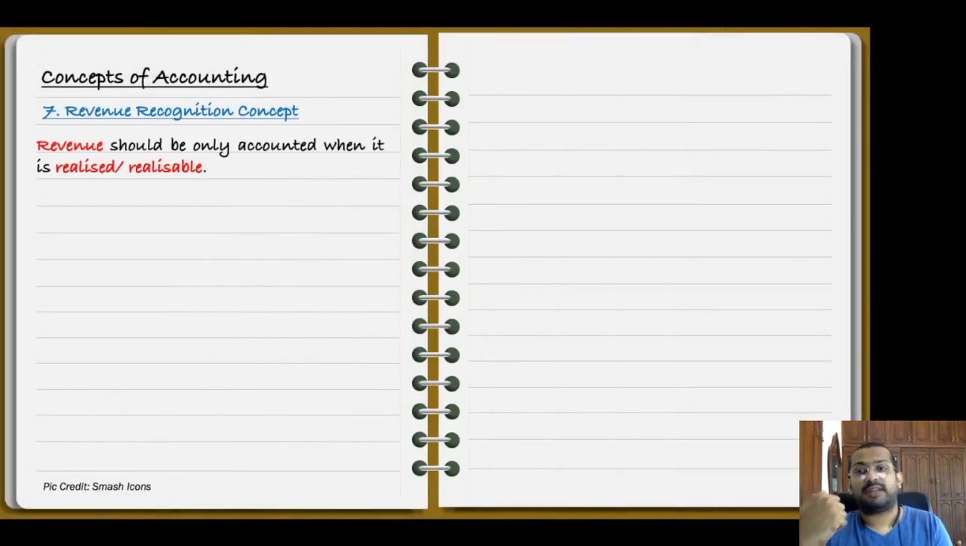The next concept that we will be going through is the revenue recognition concept. The revenue recognition concept states that an amount will be booked in our books of accounts as an income only when it is realized or when it is realizable.